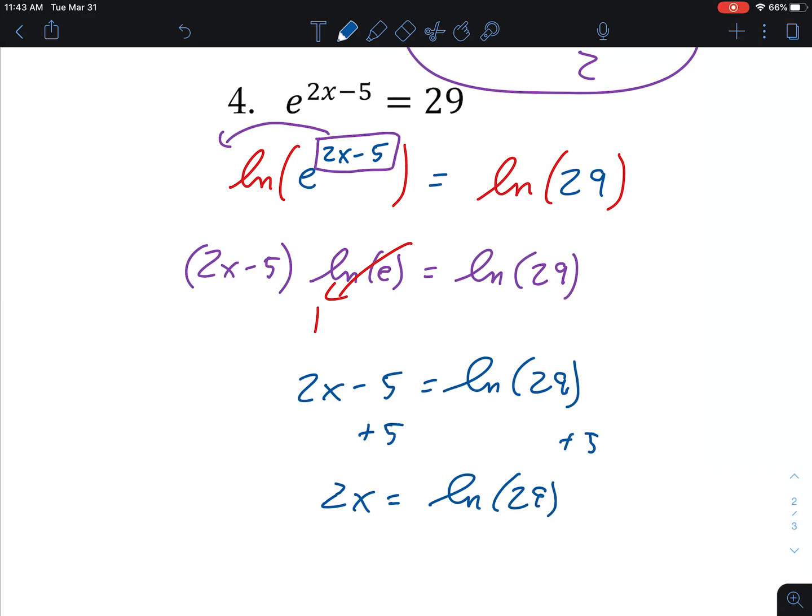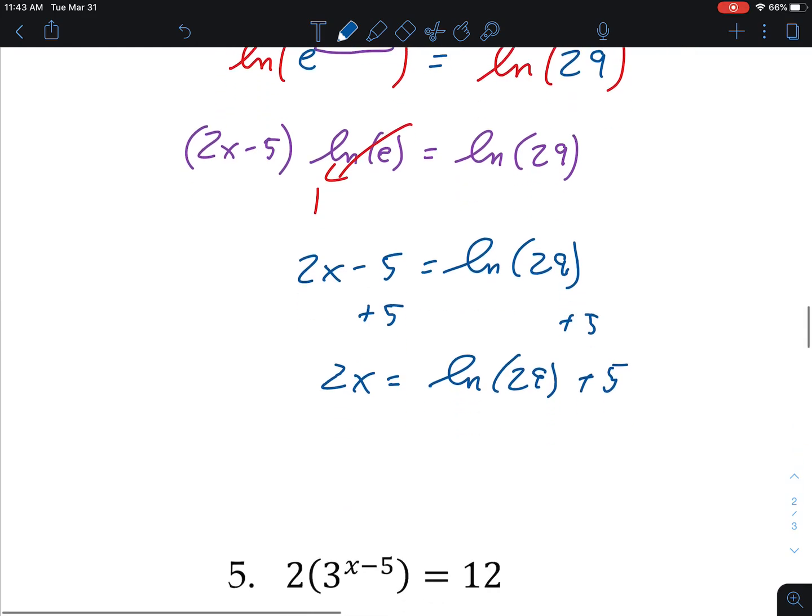The natural log of 29 plus 5. Again, make sure we do not put the 5 inside the natural log. The only thing that was natural logged was the 29. We already dealt with the 5 over here in the log, so we don't add the 5 into the log. Be careful not to do that.